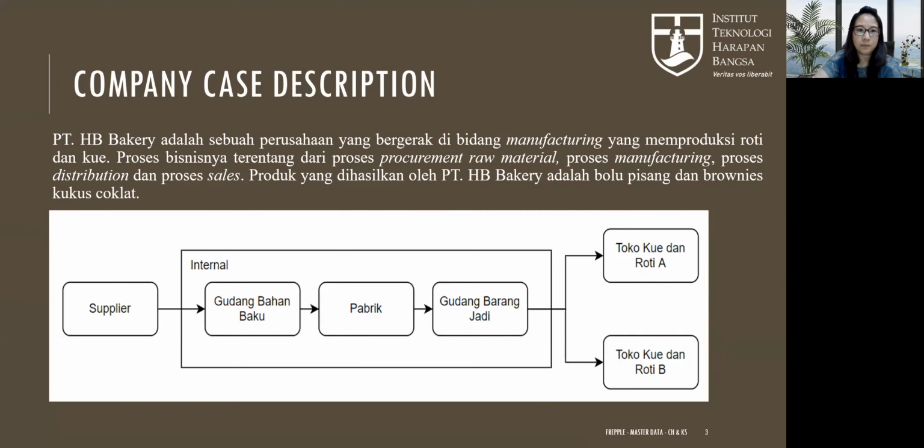Okay, so our case here is about PT HB Bakery. This bakery will make bolu pisang and also brownies. If you see here, the supply chain for HB Bakery goes from the supplier to buy the raw material, then to our raw material warehouse, then to the factory, then to the finished goods warehouse, and then it distributes to two shops, shop A and shop B.